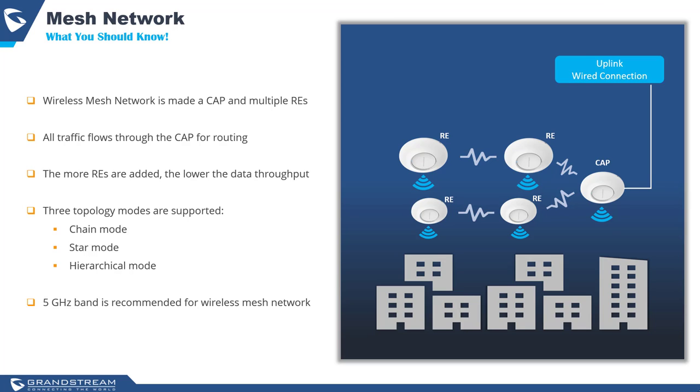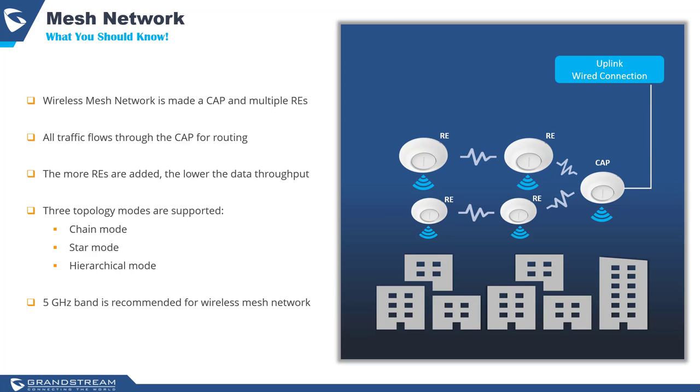Hierarchical mode, which is shown in this image, is composed of multiple branches. In general, the closer an RE is to the CAP, the better performance a node device can have. We do not recommend having more than 2 RE branches under the CAP and no more than 2 second level REs connected to each first level RE, or range extender.